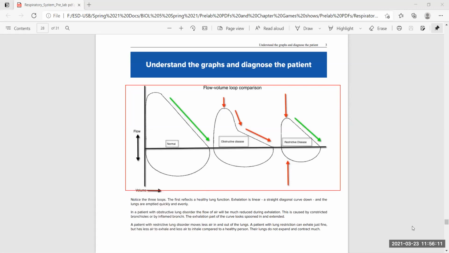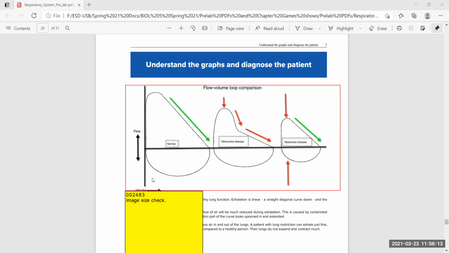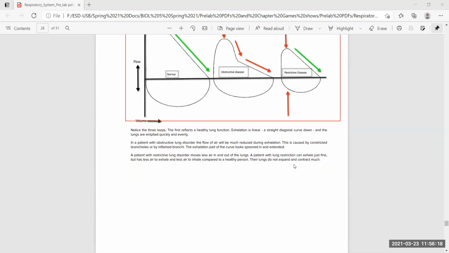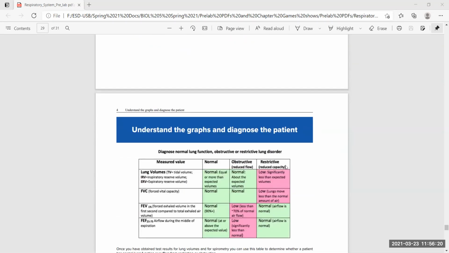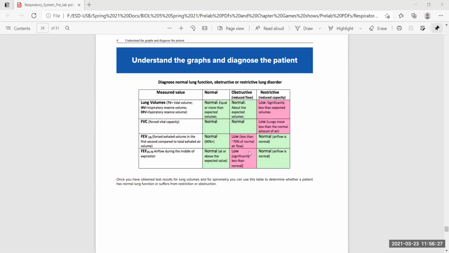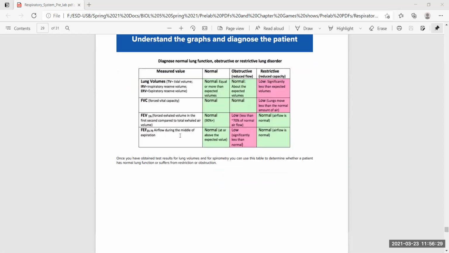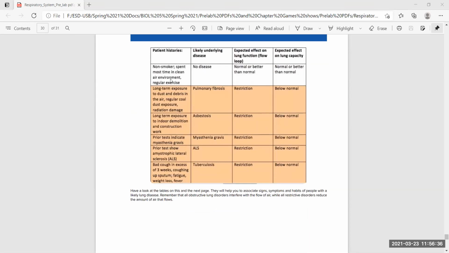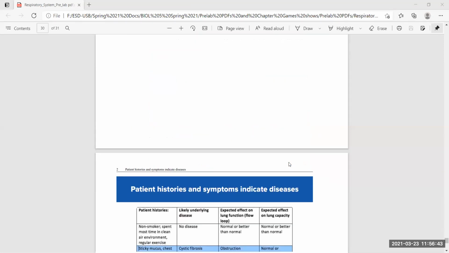Again, same thing we talked about earlier. And these are all the volumes again, normal, obstructive, and restrictive volumes given for the normal, obstructive, and restrictive patients. You can go over them. These are the patient histories and symptoms that indicate the disease. So all the patient's history and what are the other conditions of restrictive and obstructive disorders.